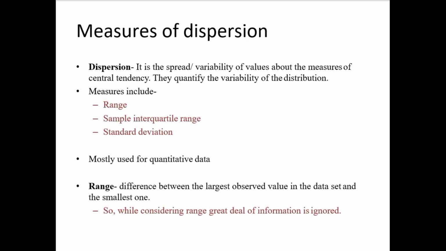Measures of dispersion. Dispersion is the spread or variability of values around the measures of central tendency. They quantify the variability of the distribution. Measures include range, sample interquartile range, and standard deviation, mostly used for quantitative data. Range is the difference between the largest observed value in the data set and the smallest one. While considering range, a great deal of information is ignored.